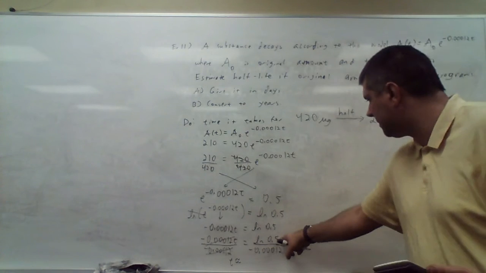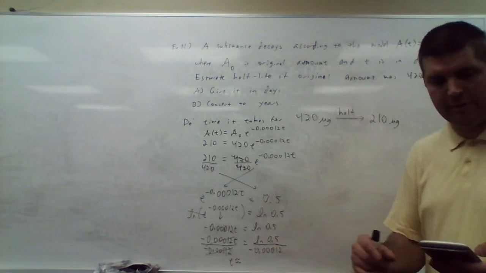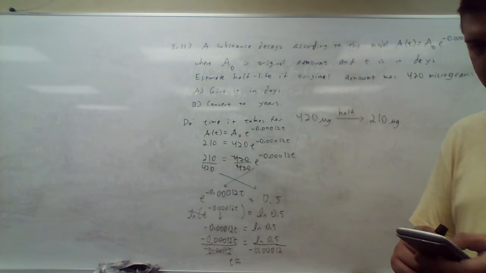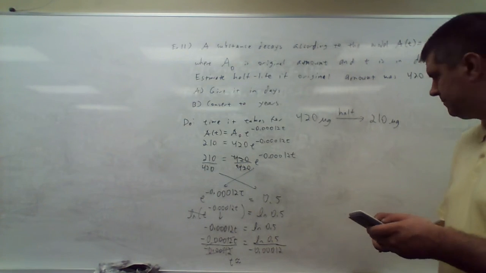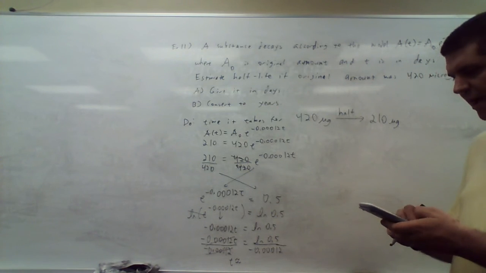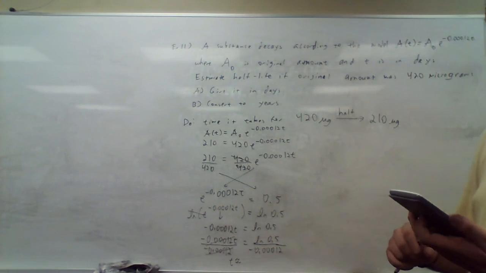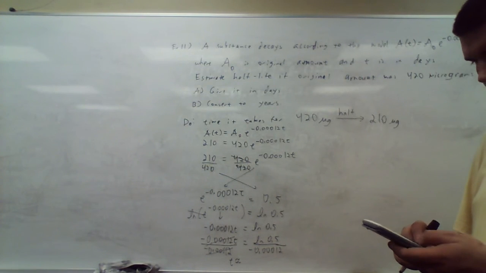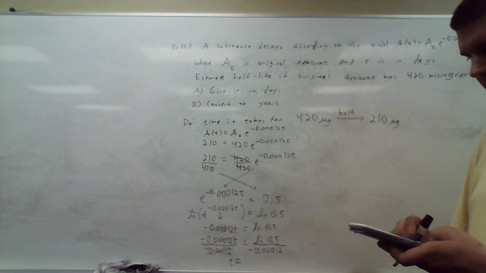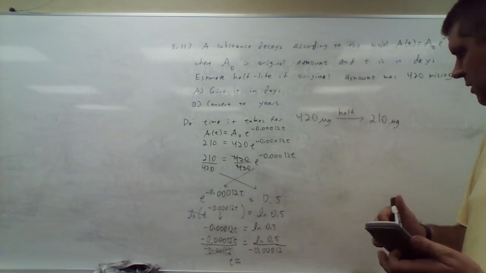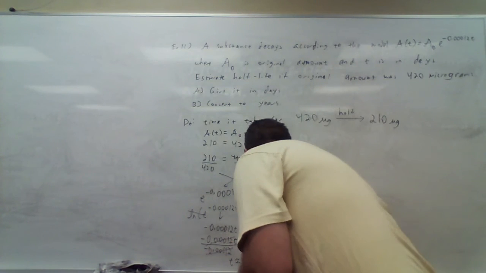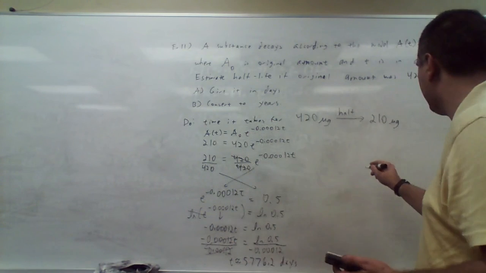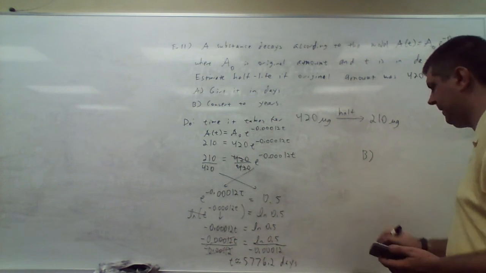Now, that's for this part. Then you would divide by negative 0.00012. So natural log of 0.5 is negative 0.693, blah, blah, blah, and then divide by negative 0.00012. Okay, I got approximately 5776.2 days.